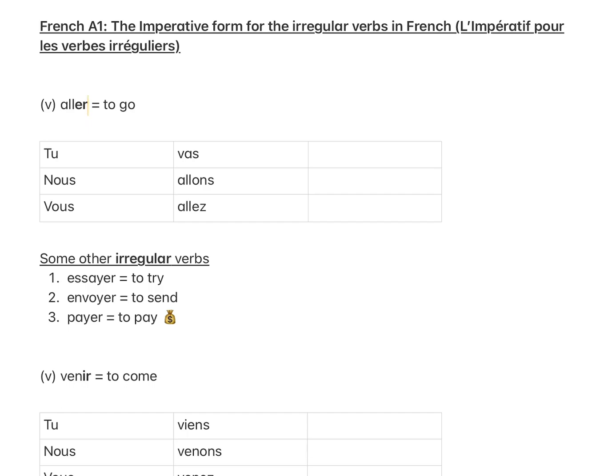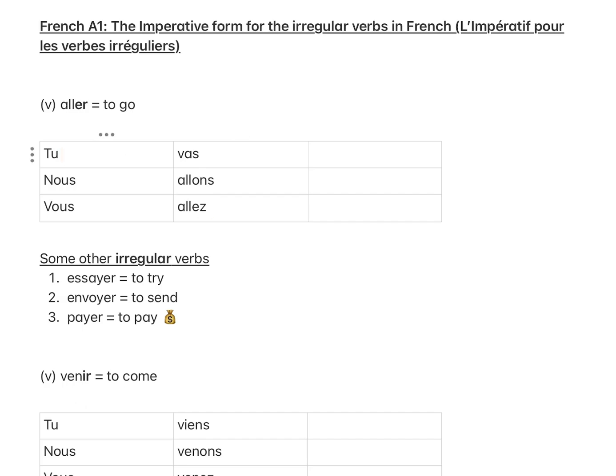Now, to make the imperative form for the verb aller, we start by taking the subject pronouns tu, nous, and vous. Tu is the informal you, nous means we, and vous is the formal you or you all, that is in the plural form. And we conjugate the verb aller according to the subject pronouns. So we get tu vas, nous allons, and vous allez.